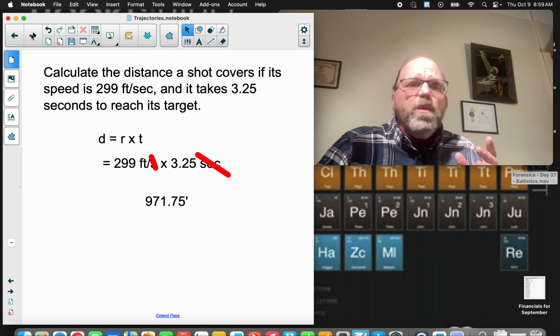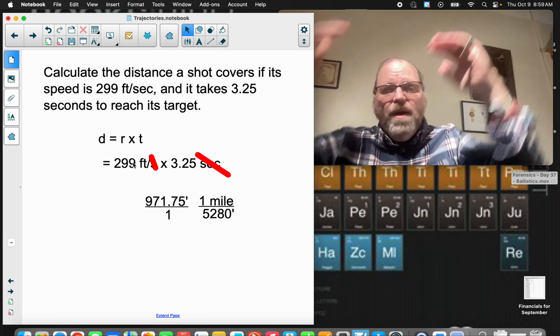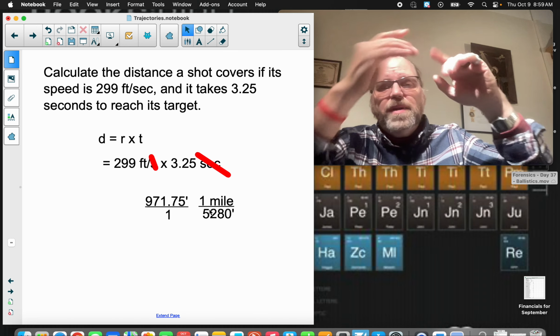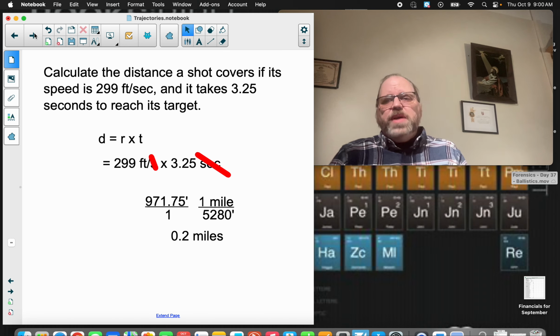971.75 feet. If we want that in miles, a mile is 5,280 feet. We put them in that way so they cross out, and we get our units of miles. We're talking basically 0.2 of a mile.